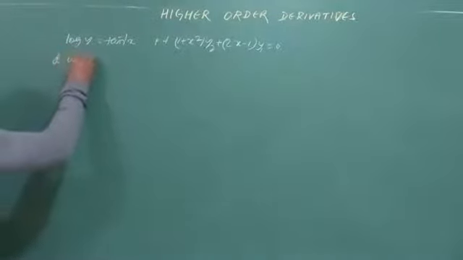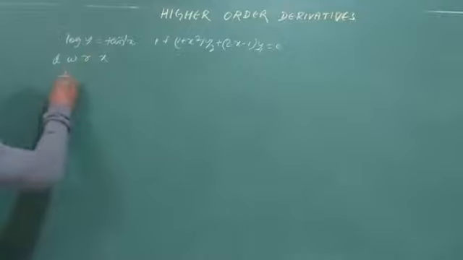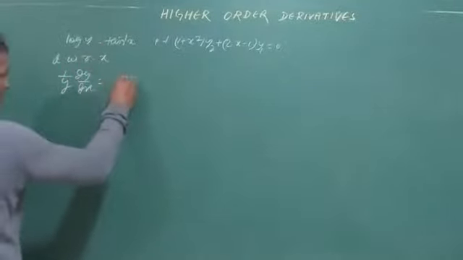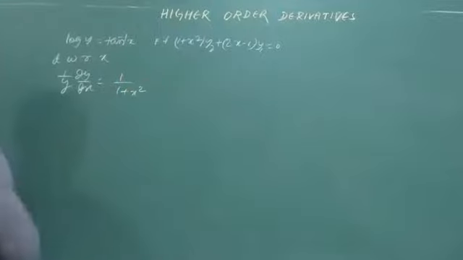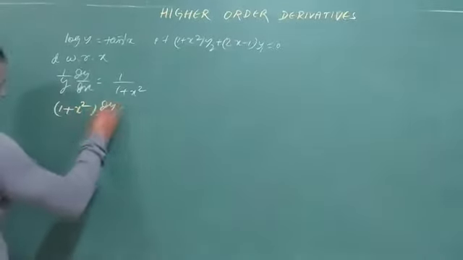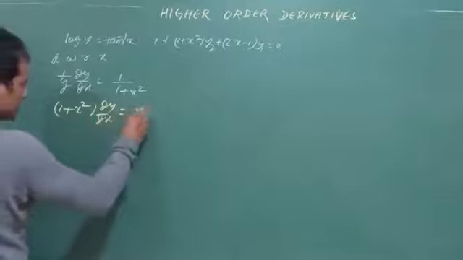Differentiate with respect to x. 1 by y dy by dx is equal to tan inverse x derivative 1 by 1 plus x square. See, now this has come in the denominator, this has come in the denominator. Cross multiply them. So 1 plus x square dy by dx is equal to y.